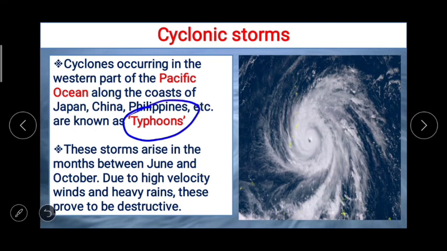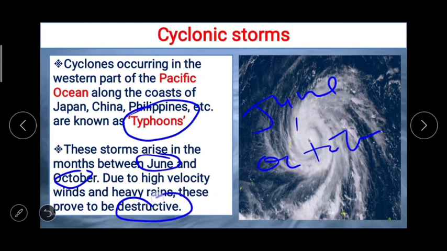The particular cyclones that come here are called typhoons. And these storms arise in the months between June and October. Due to high velocity winds and heavy rains, these prove to be destructive. Because of the high velocity of winds and heavy rain, these cyclones, typhoons, may prove to be destructive.